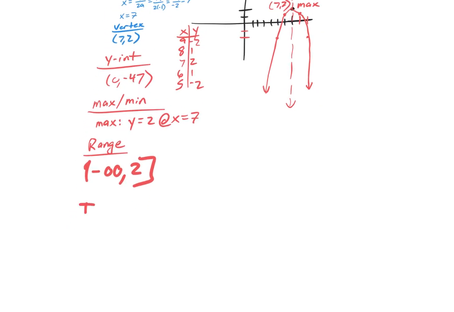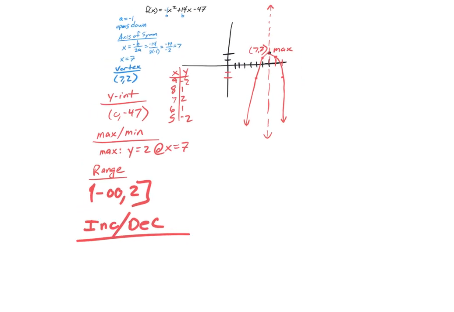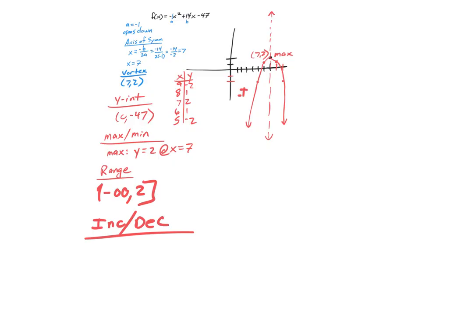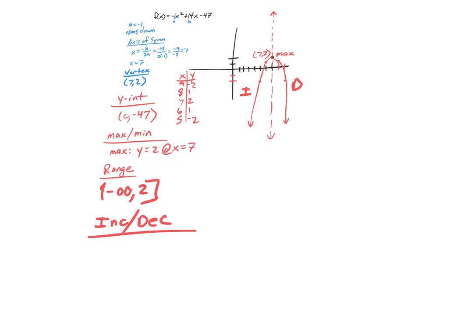And then the last thing, this is also something that we've talked about a lot in the last chapter. Where does it increase and where does it decrease? Because this graph opens down, it's increasing on the left. As it moves from the left to right, it's going up, and then it drops after that point. So it increases up to the vertex and then drops after the vertex.